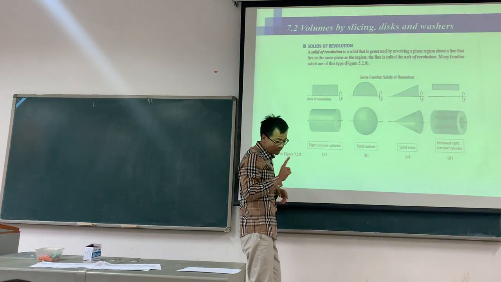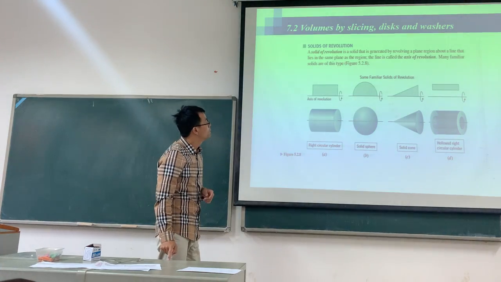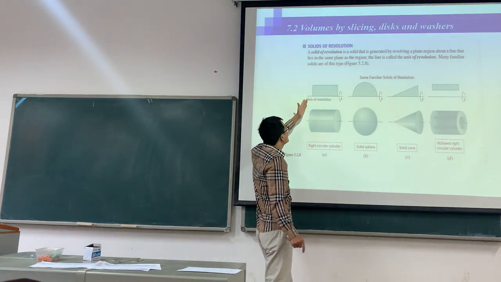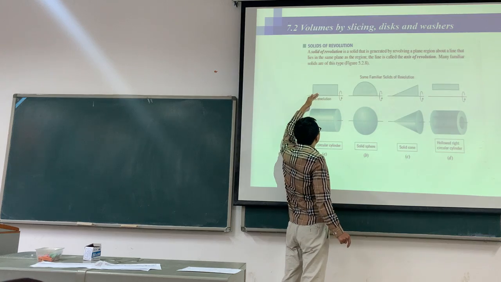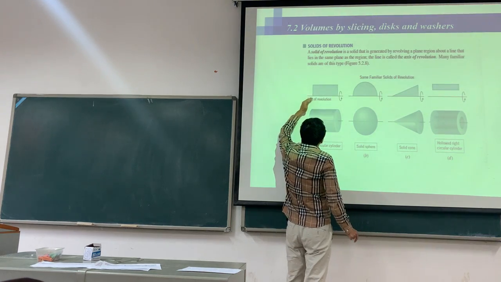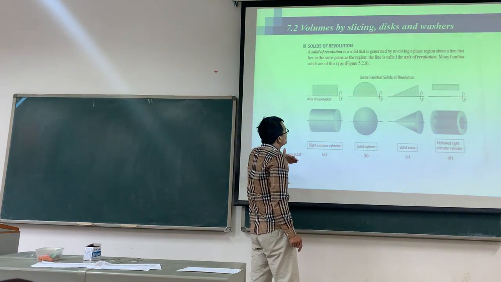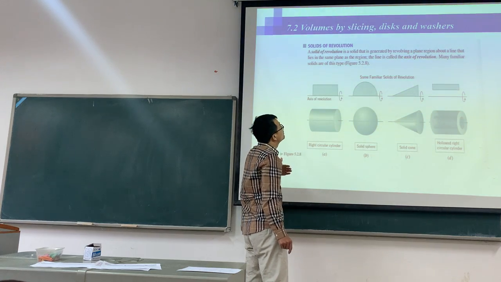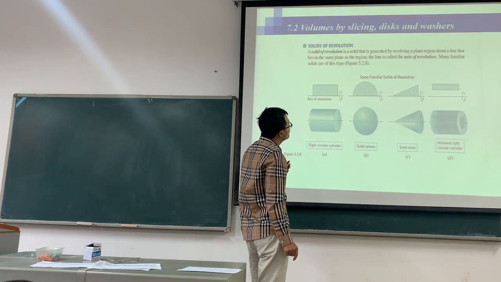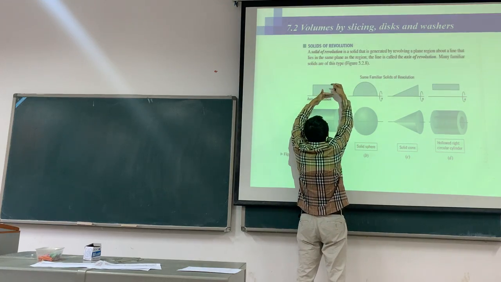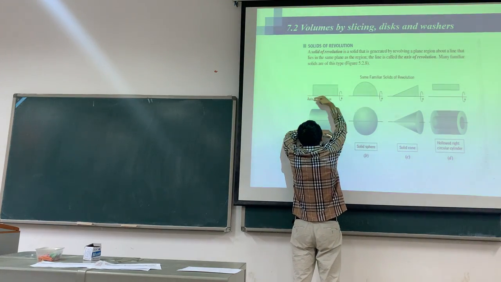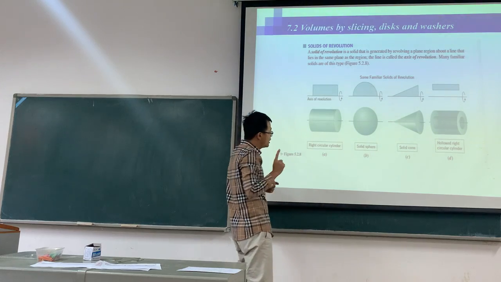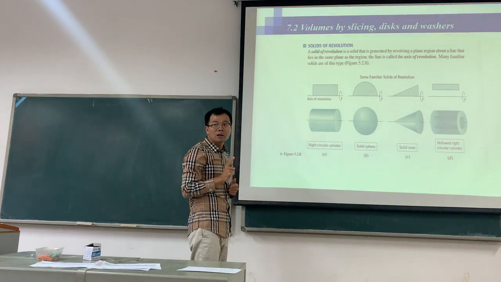Now we can see here is a triangle, here is a rectangle. This rectangle we revolve by this line, so we can open a circular cylinder.